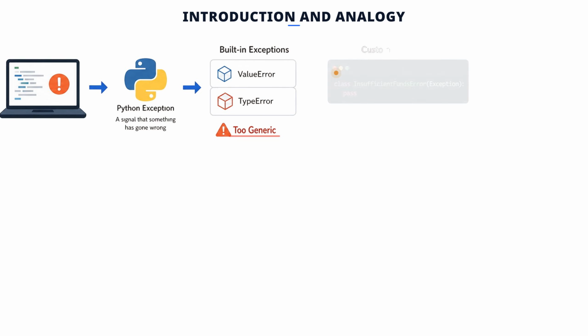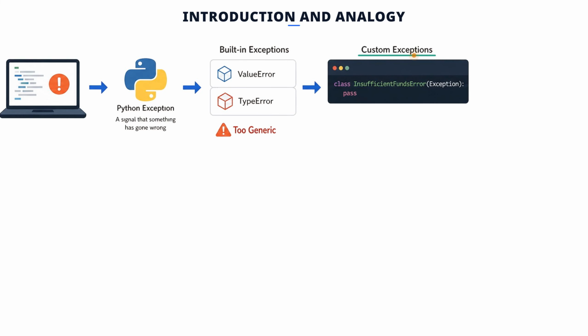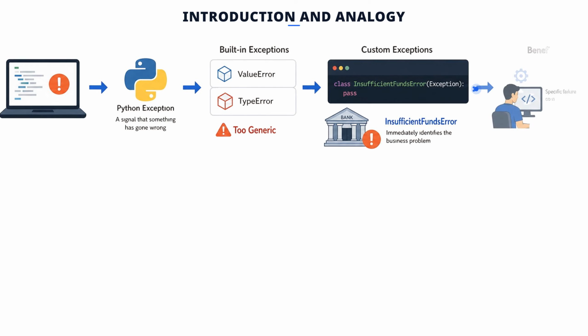To solve this, we use custom exceptions, which are user-defined error classes designed for a specific domain. Instead of a vague notification, a banking application can be programmed to raise an InsufficientFundsError. This immediately and clearly identifies the exact business problem at hand. This approach ensures that enterprise-grade software communicates failures specifically, providing enough context for engineers or automated systems to resolve the issue without playing a guessing game.